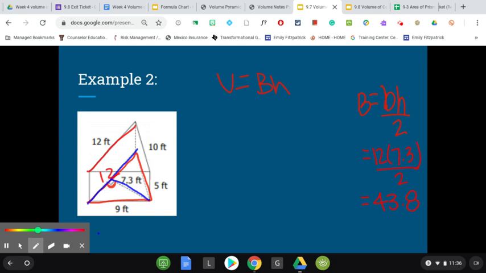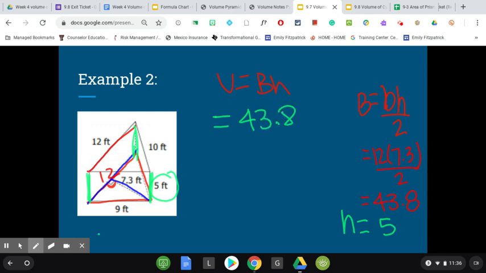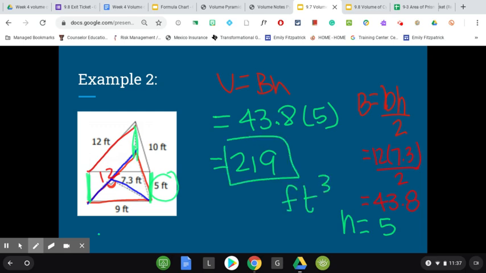So we want the height that connects the two triangles, the one that connects that bottom triangle to that top triangle. And that's going to be this line right here, this line right here, this line right here. All of those are heights. And you can see that it measures 5. So the height of my prism is 5. We plug those numbers into the formula. 43.8 times 5. And we get 219 exactly. No decimal places or anything. It is feet cubed. Remember, we don't need to put the unit of measure into your practice tomorrow.